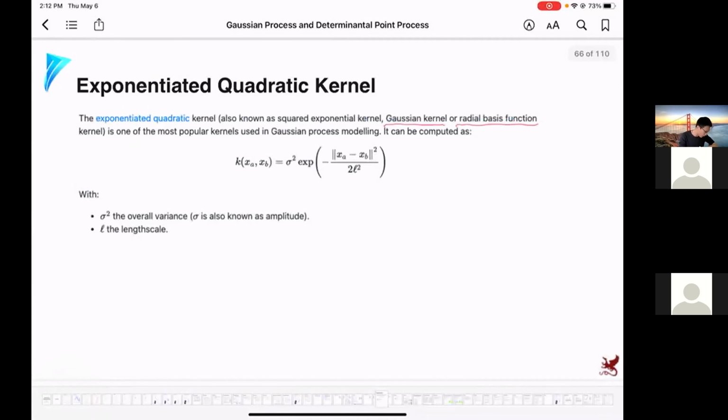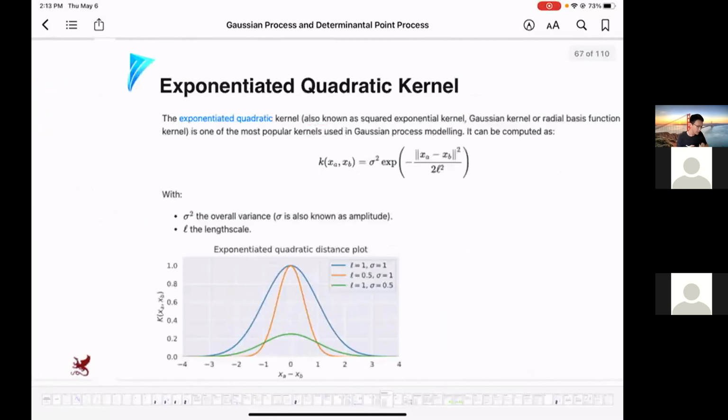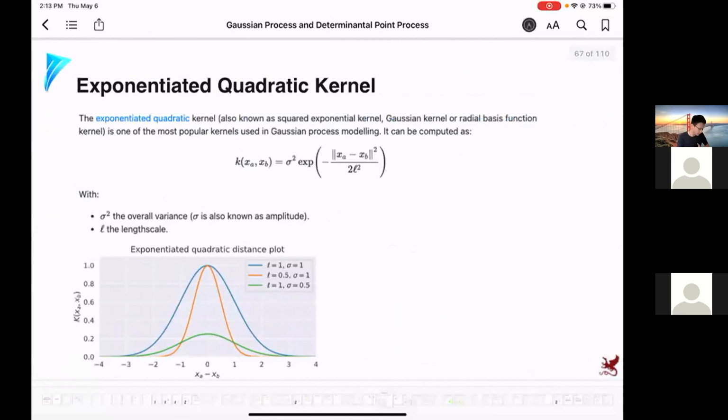One of them is the sigma, which in this case represents the overall variance of this kernel. And then we also use this L to control the length scale, basically saying how far away xa and xb need to be to be considered far enough, right? If we draw it out, it could be like this. When L equals 1 and sigma equals 1, it is this blue curve showing in the plot.